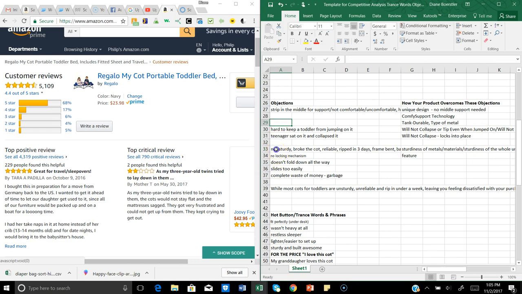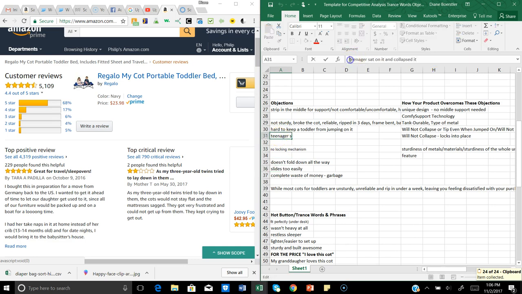So we're going to put this right, move this up here. And again, we're just grouping themes. We're looking at what do these people really care about. Okay, and you can pay a marketing agency, a marketing firm, hundreds of thousands of dollars to find everything out about your customers, or you can just go through and find your customer's persona and go through forums and Amazon and do this, right? So it doesn't fold down all the way. We only saw that one time. Slides too easily. This is a safety thing. So we're going to come up here. Okay. So this is about safety. Slides too easily.